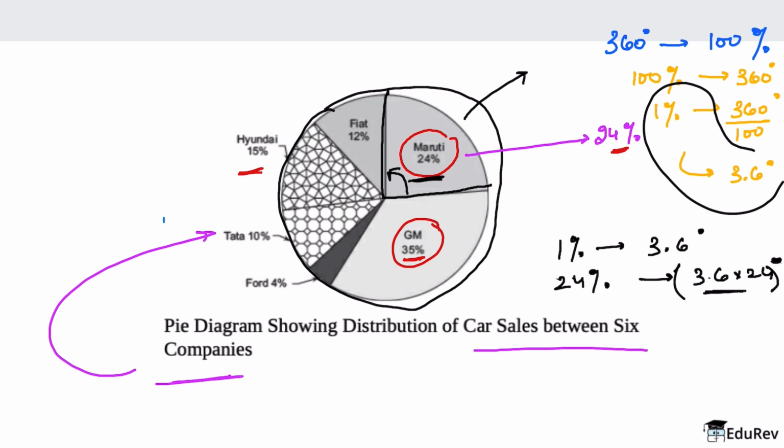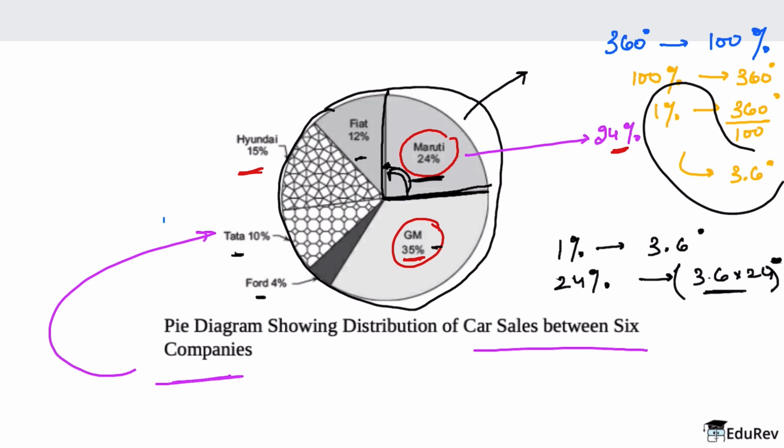So what I'm going to do is draw a line here. Then I'm going to keep a compass or a protractor and mark the angle here. And then I will get to know the angle which is required by Maruti. Similarly, I can find it for Fiat, for Hyundai, for Tata, for Ford and for GM as well. This is how it is done.